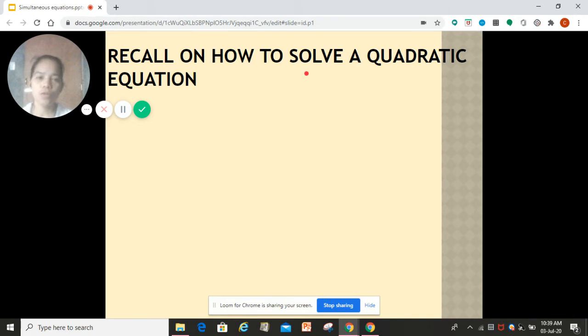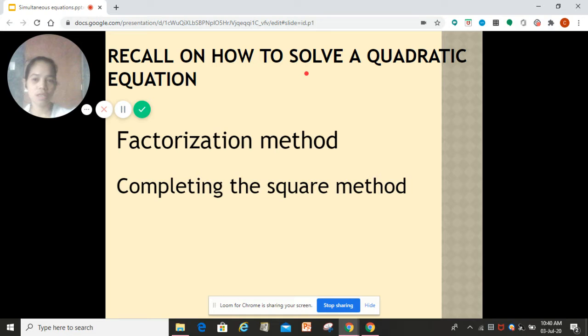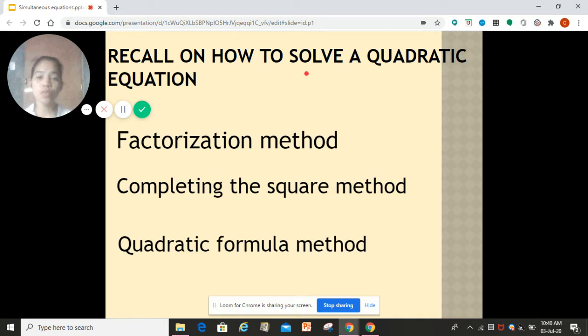So when we are dealing with a nonlinear equation, you have to recall how to solve a quadratic equation, since mostly in this lesson we will encounter a quadratic equation, so I'm telling it to you now right away. We have three identified algebraic methods. First, the factorization method, the easiest, I guess, and most of you are familiar with it. The other one is completing the square. It's a little tasky, but I know you can do it. And whenever the two are not applicable, you can use the quadratic formula method.